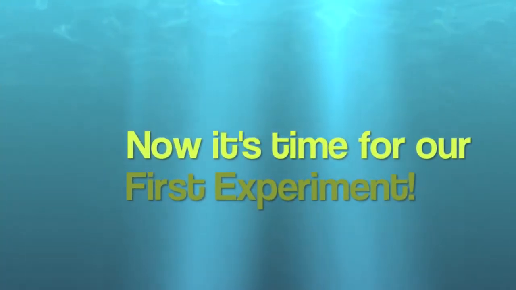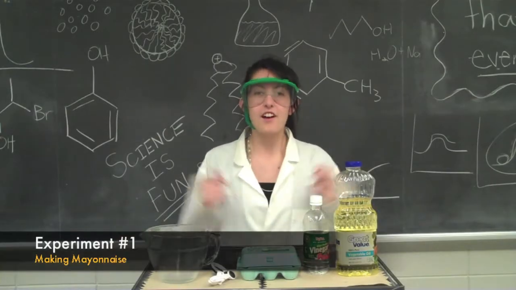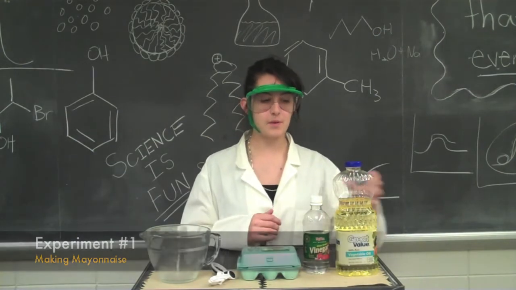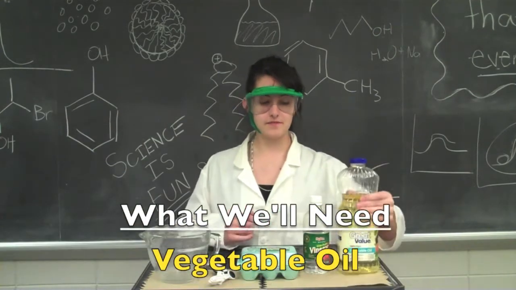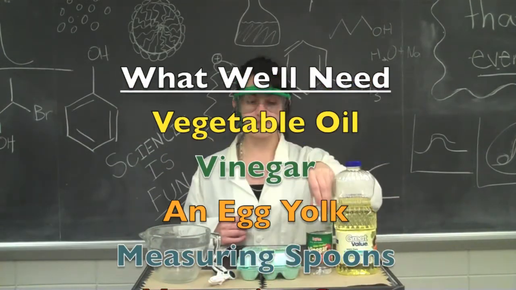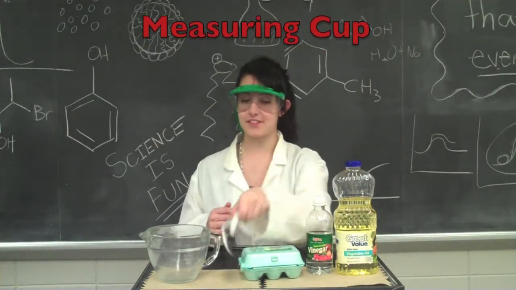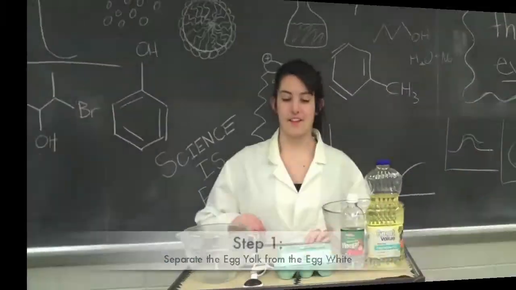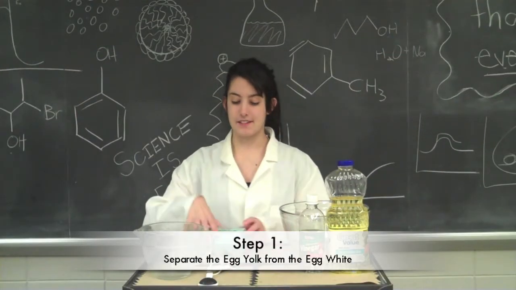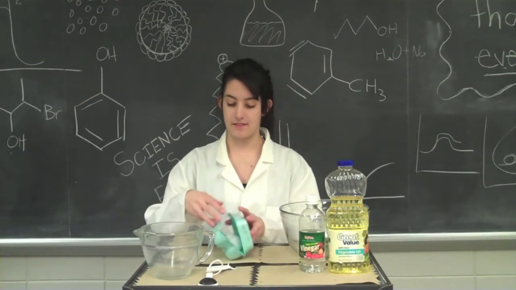Now it's time for our first experiment. For this experiment, the items that we will need are vegetable oil, vinegar, an egg yolk, measuring spoons, and a measuring cup. So the first part of this experiment is separating the egg yolk from the egg white.